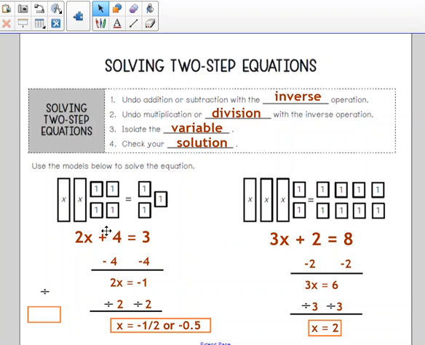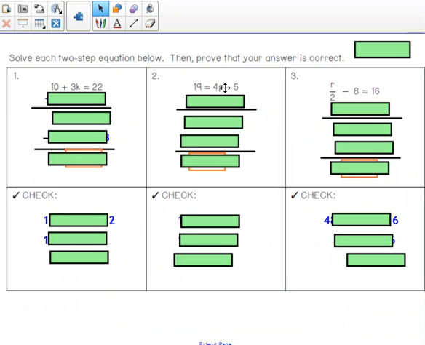We could have done the same thing over here. Okay, we could have plugged in -1/2. If this is -1/2 and this is -1/2, they would combine for a -1. And I have 4 here, but if I combine it with a -1, I really have 3. Okay, that's why this solution works. So our solutions check out okay, but keep these steps in mind, all right, as we go through these problems here. Solve each two-step equation below, then prove that your answer is correct.